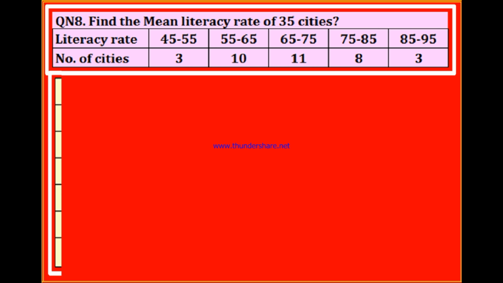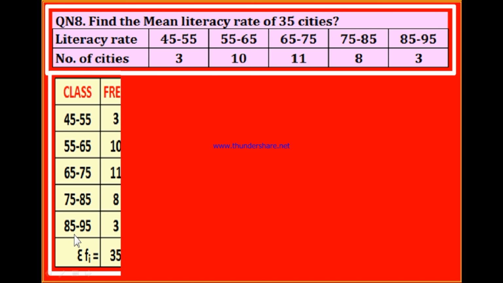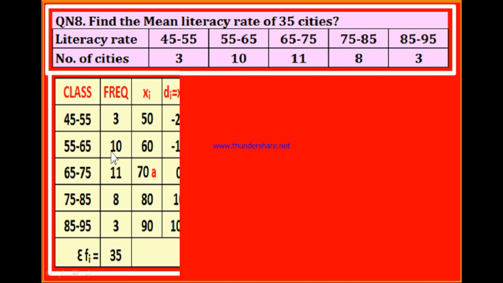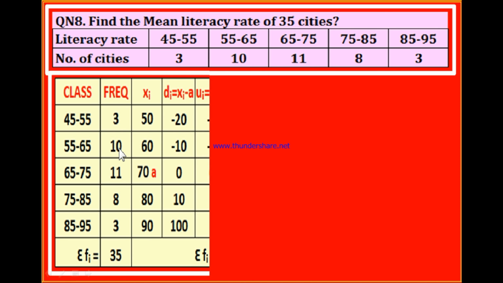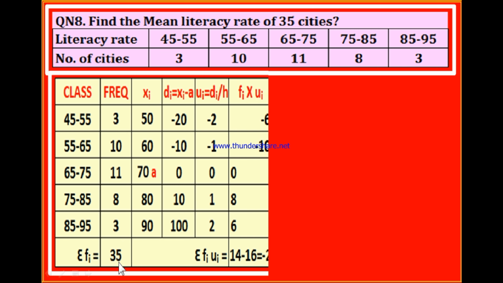Let us form a table now with classes 45 to 55, 55 to 65, 65 to 75, 75 to 85 and 85 to 95. These are the classes. And corresponding to these classes, what are the frequencies? The frequencies are 3, 10, 11, 8, 3. After writing frequencies, let us find sigma fi, sum of all the frequencies. 3 plus 10, 13, 13 plus 11, 24, 24 plus 8, 32, 32 plus 3 is 35. Sigma fi, sum of the frequencies is 35.